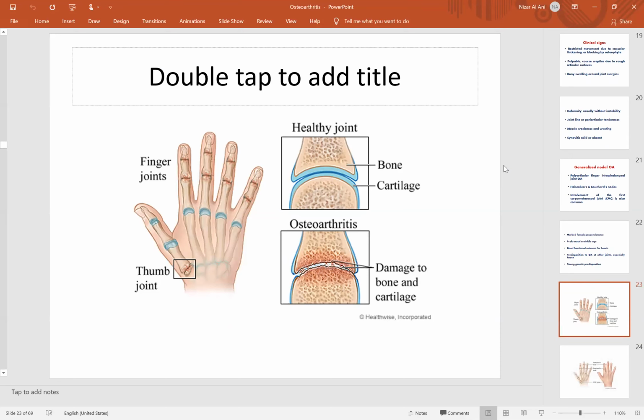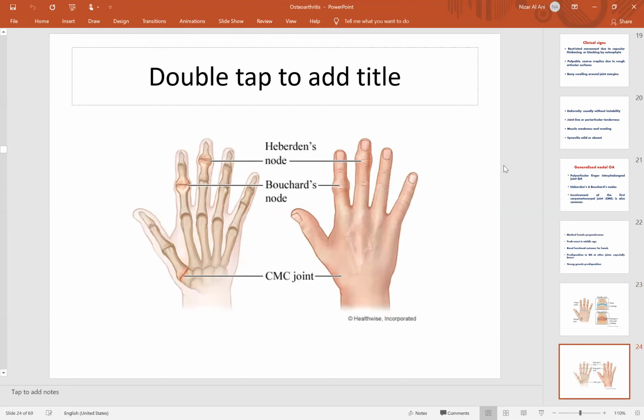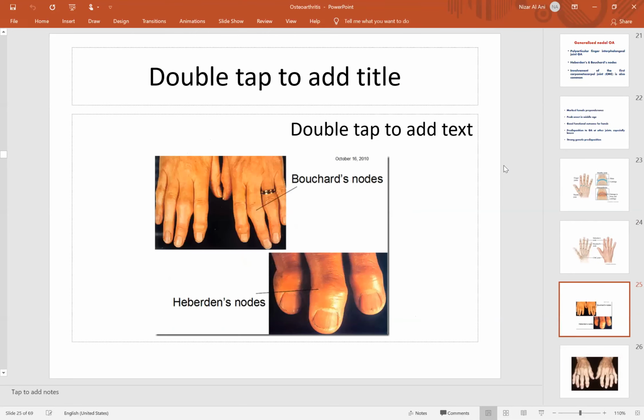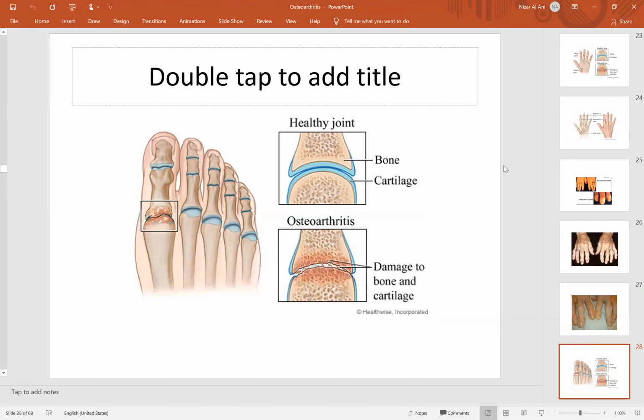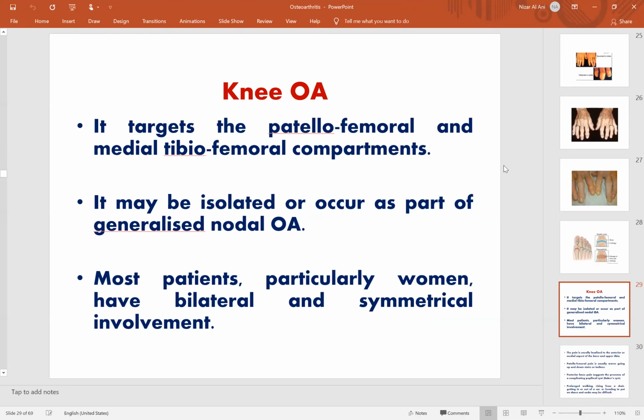This figure shows the most commonly involved joints in patients with nodal osteoarthritis. These are Bouchard's nodes and Heberden's nodes. The joints of the foot could also be affected. So there's involvement of the big toe, and this condition is called hallux rigidus.